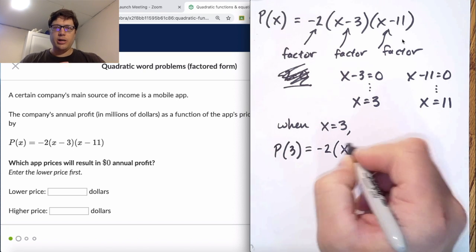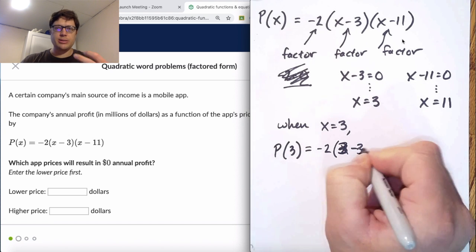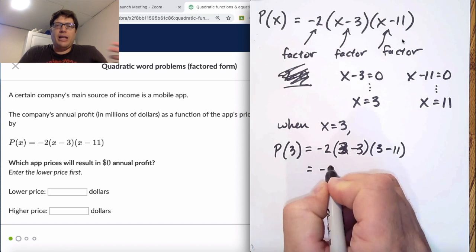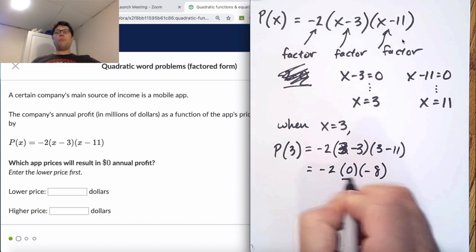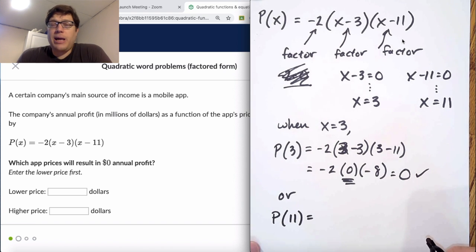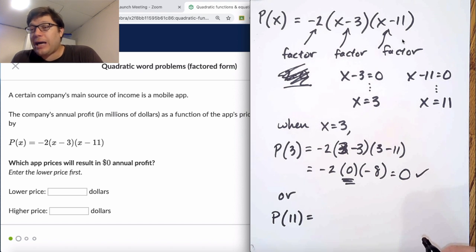That's x equals 3, $3 per app. You're buying an app at $3 an app. So putting 3 into the equation, you get 0, as in you're going to need to make everybody pay at least $3 in order for the company to make its money back.